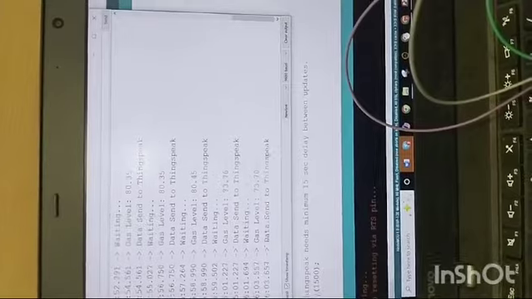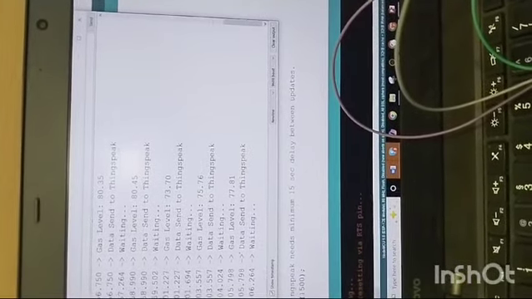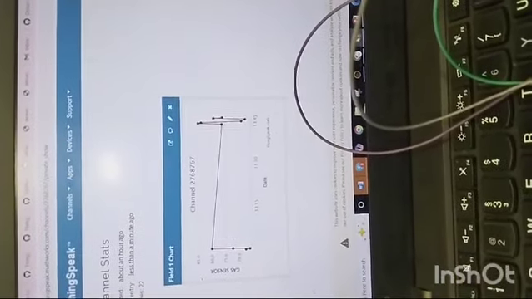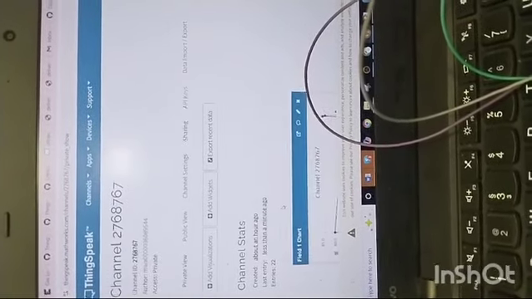Now the gas level will be changing from 73 to 80. So 75, it's getting increased. After I'm pressing the gas, it's getting increased. Now we can see the variance in the last part. Thank you. This is the gas level sensor.